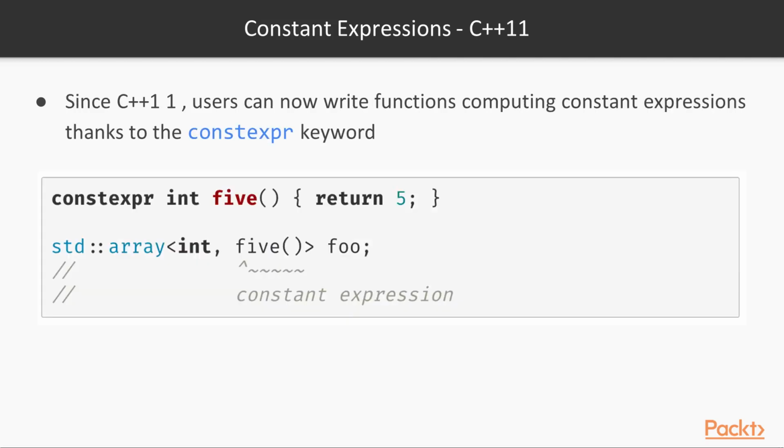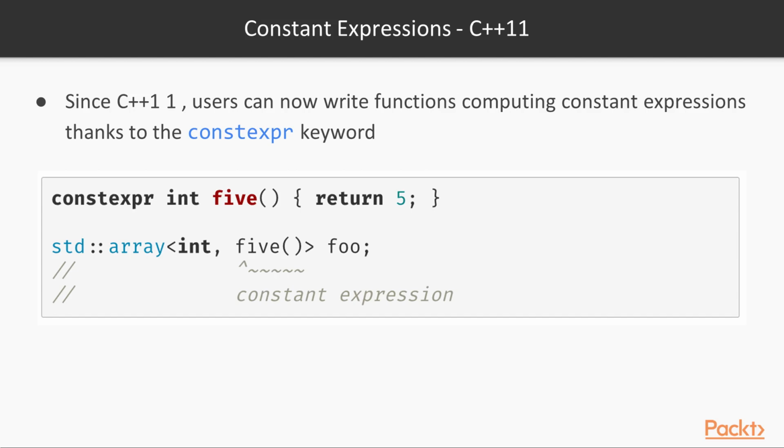Since C++11, users can now write functions that compute constant expressions, thanks to the new constexpr keyword. In this code snippet, I'm defining a function called five, marked as constexpr, which returns an int, and the body of the function is really simple. It's just going to return 5. Thanks to the constexpr keyword, I can use five in any place where I need a constant expression. As an example, in this std::array initialization, I can use five to set the size of the array.